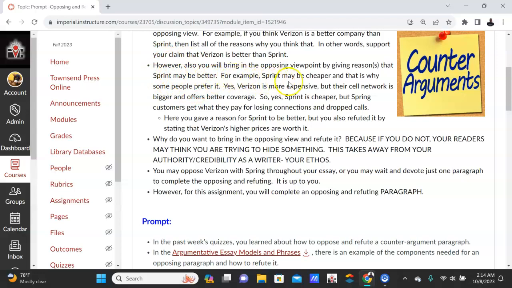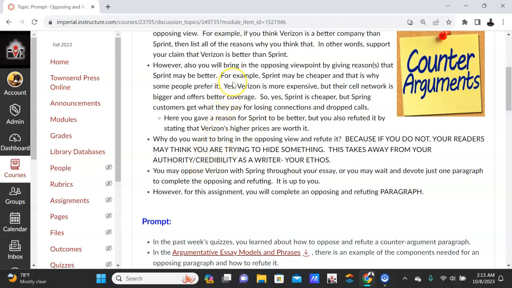For example, Sprint may be cheaper, and that is why some people prefer it. So again, we are pro Verizon, but look here, we're bringing in Sprint. Yes, we still think that Verizon is better, but we're going to bring in the main good points about Sprint. It's kind of like being in a courtroom and you don't want to hide anything, because if you hide anything, you look suspicious. It hurts your ethos, your credibility as a writer.